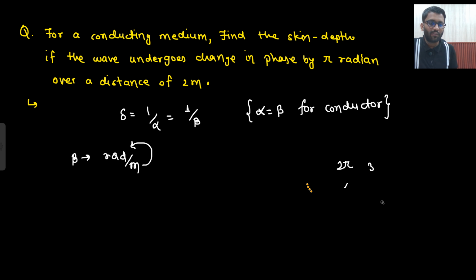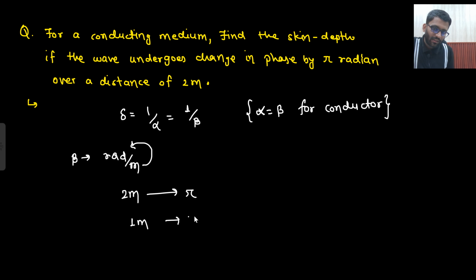So if I am working for 2 meter, then my phase is changing by pi radian. So if I work for 1 meter, then my phase will change by pi by 2 radian. 2 meter, my phase is changing by pi radian. So if I work for 1 meter, then my phase will change by pi by 2, and this is equal to beta only. So beta is pi by 2 radian per meter.